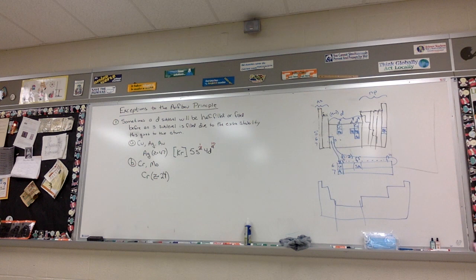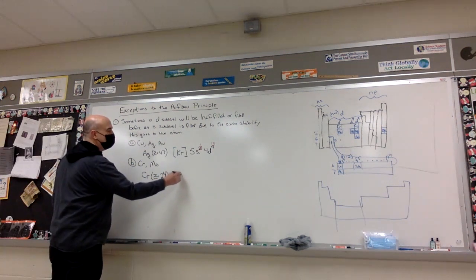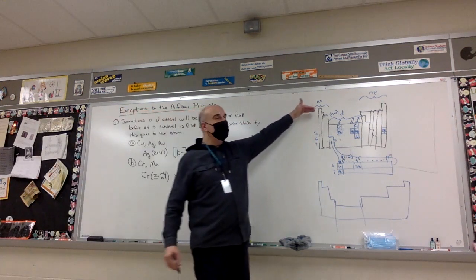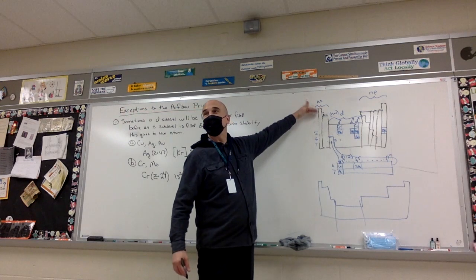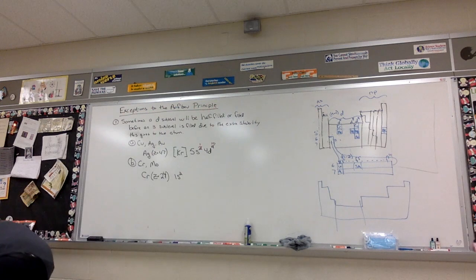You're all good. All right, so chromium's 24, but let's do the full configuration, just to have more fun. What do we go through first? What's the very first sublevel? 1s2. So in the first row, all we go through is an S sublevel. Okay, what's next? What do we go through in the second row?